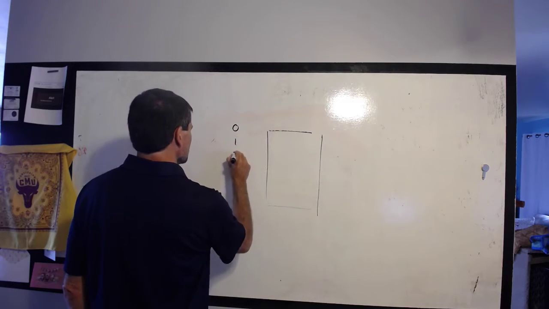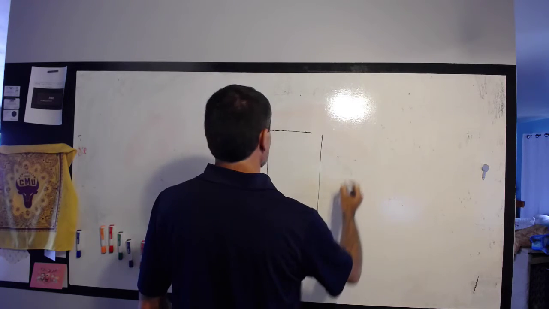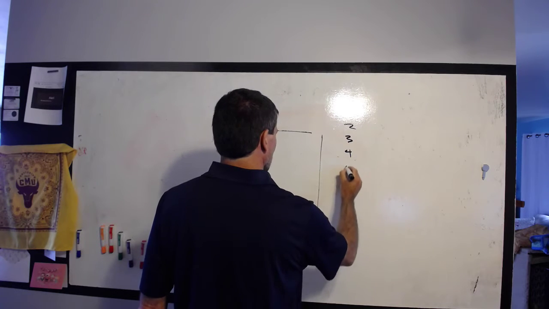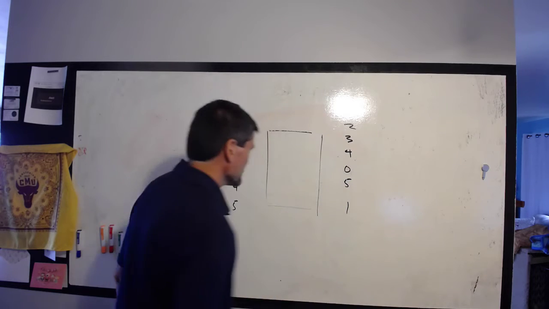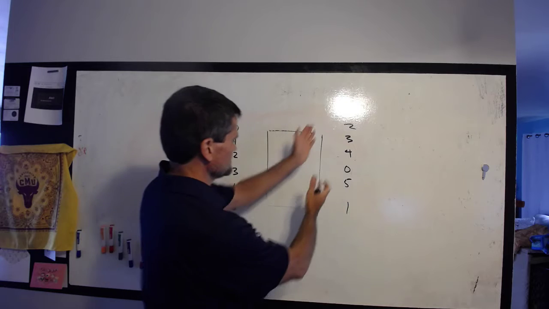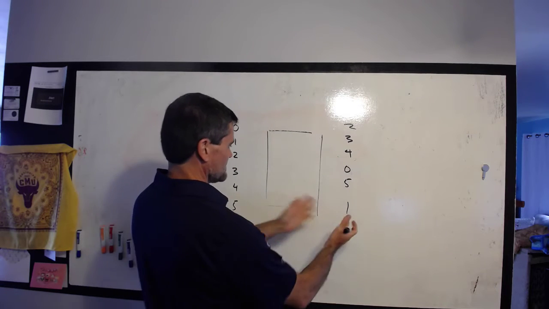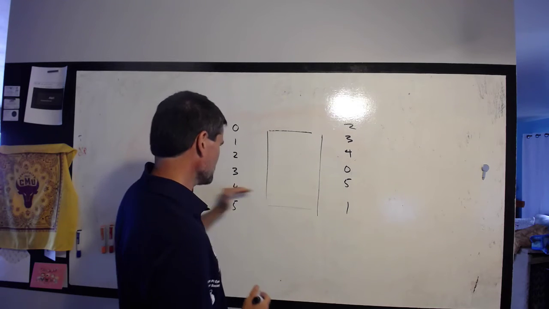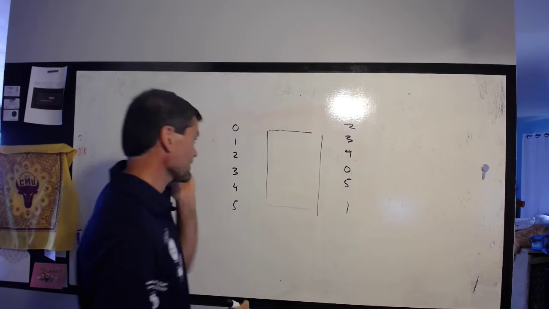So 0, 1, 2, 4, 5, and then 2, 3, 4, 0, 5, 1, for example. Okay, so this is a permutation, a list of numbers mapped to the same list of numbers where you don't repeat anywhere. That way, every time I see a number here, I could figure out what it corresponds to by going across, and I can go backwards, all right?